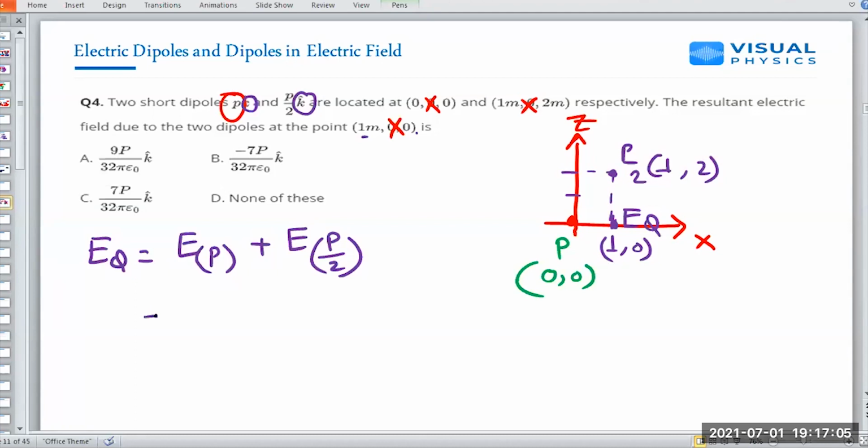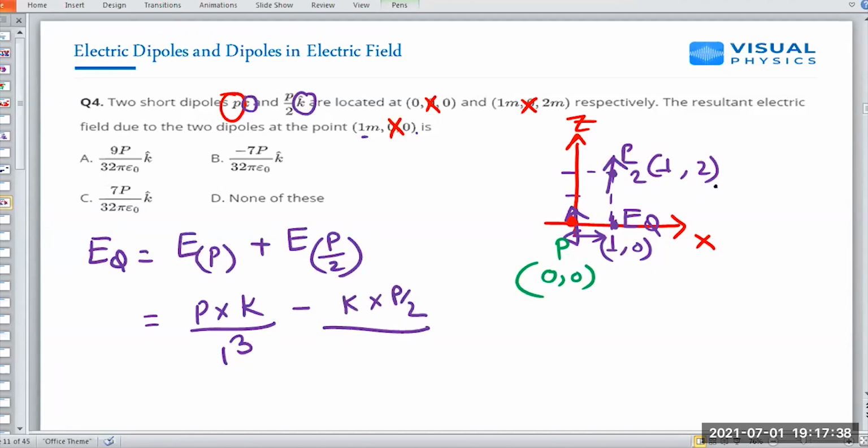So I can simply write it as P into K into 1 cube, because the distance between those 2 points is 1. But with respect to P by 2, I see that P by 2 is along the Z axis. It is on its axial point, and not only the axial point, but it is in a different direction. So I can simply write it as minus K into P by 2.